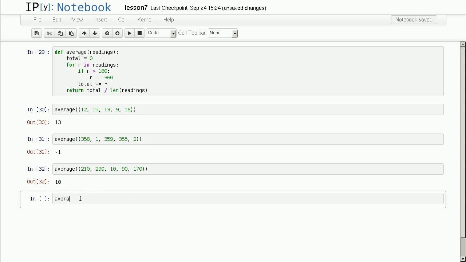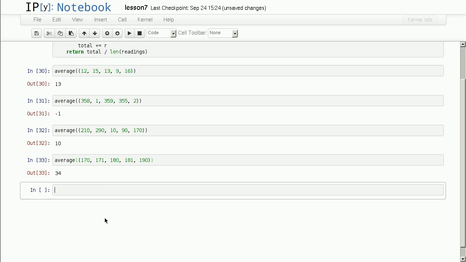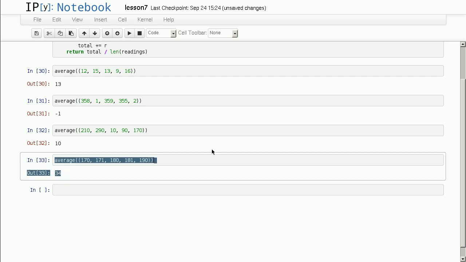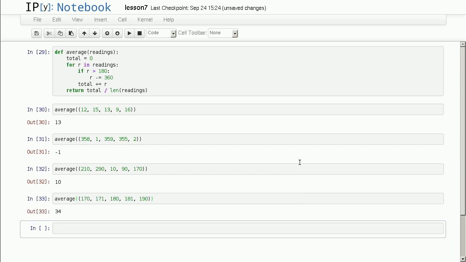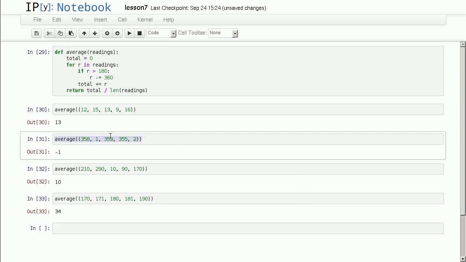Let's try another set. Let's try something that's near 180 degrees: 170, 171, 180, 181, 190. So we should get a result somewhere around 180 degrees. And we don't. We get 34. Now why did that happen? That happens because we took the problem that we had around 360 degrees, and we shifted that problem around.